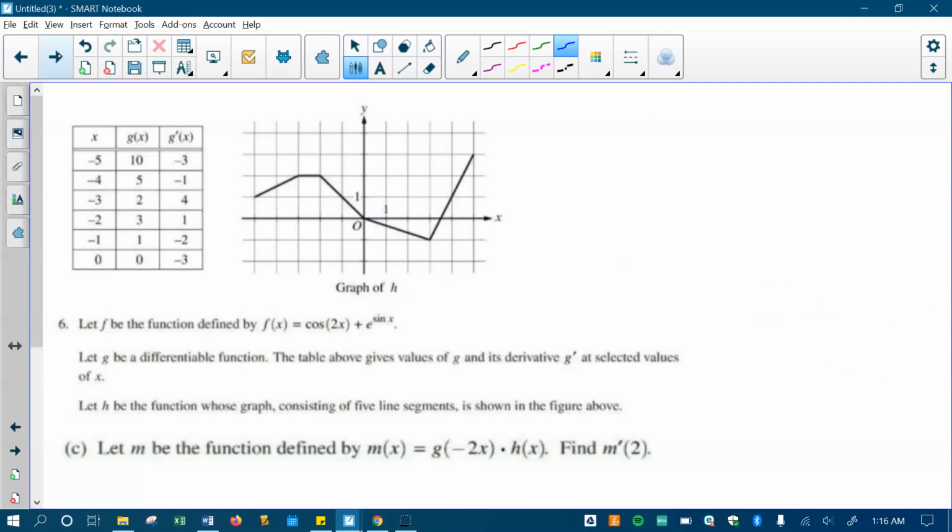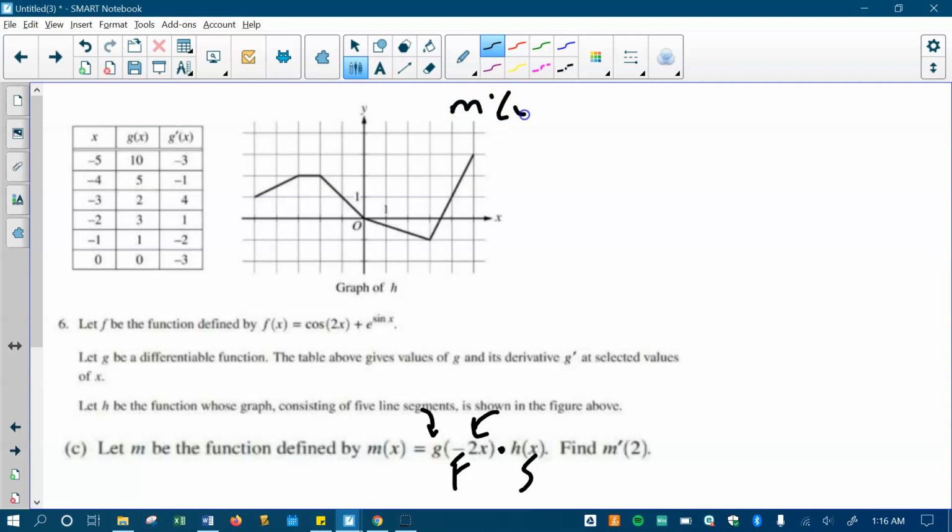For C, looks like I'm going to need a product rule here because I have a function times a function. I'm also going to need a chain rule because of the function inside a function. To do the product rule, I'll choose g to be f and h to be the second function, and I'll set up my product rule here.